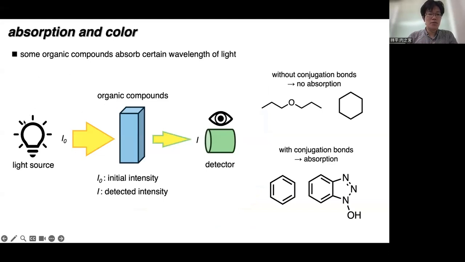This is the explanation of absorption of light. Some organic compounds can absorb certain wavelengths of light. Here is a light source, and after passing through the organic compound, we can observe the light, but this light includes only several colors, several wavelengths, not the full wavelengths of every color. Chemically, a compound with conjugated bonds can absorb light. If organic compounds don't have conjugated bonds, they don't absorb any light.